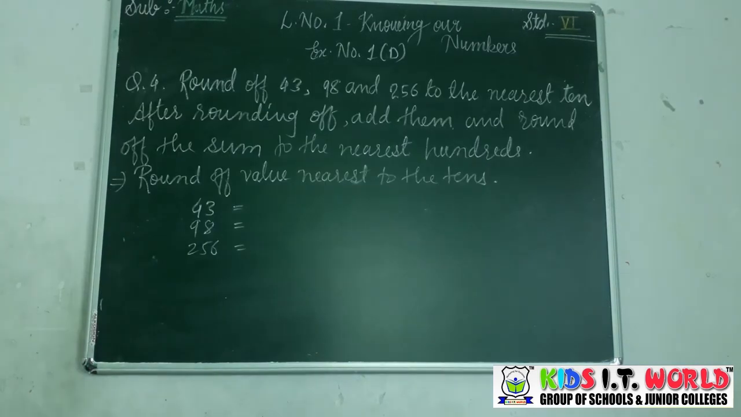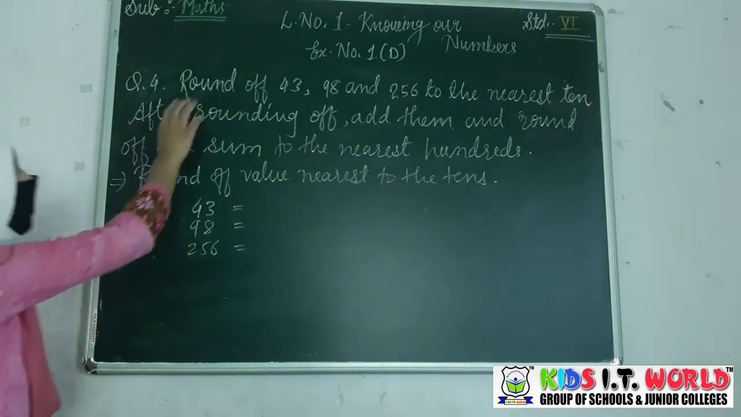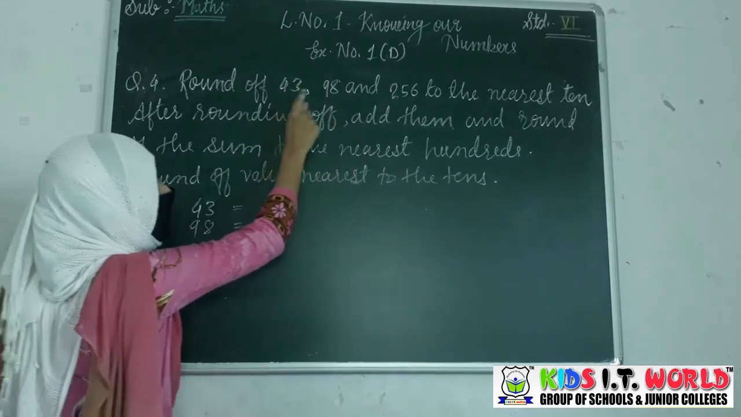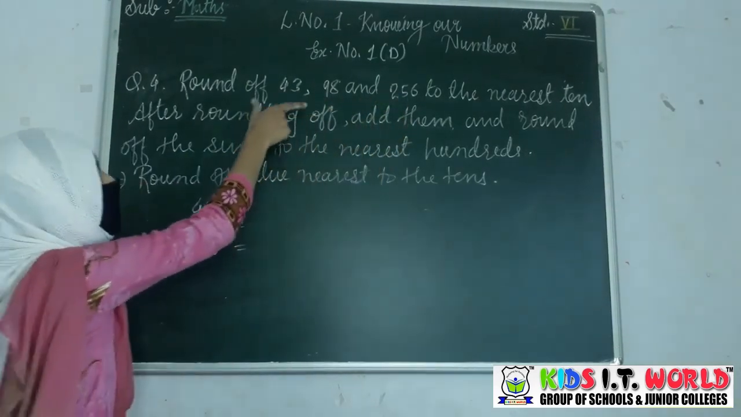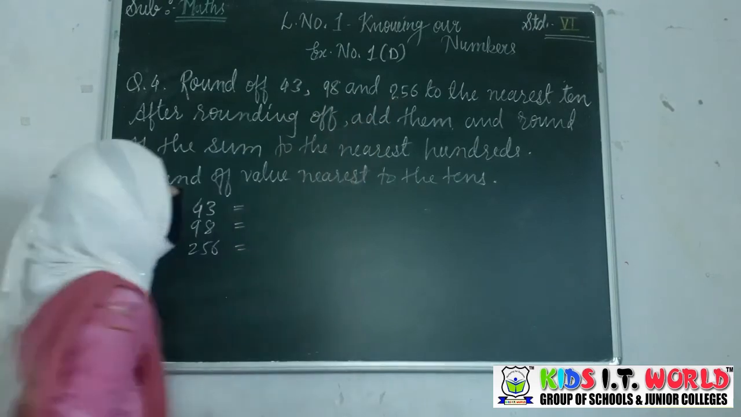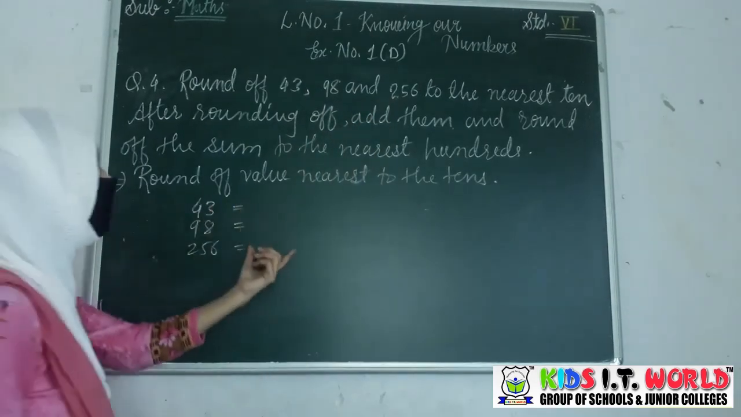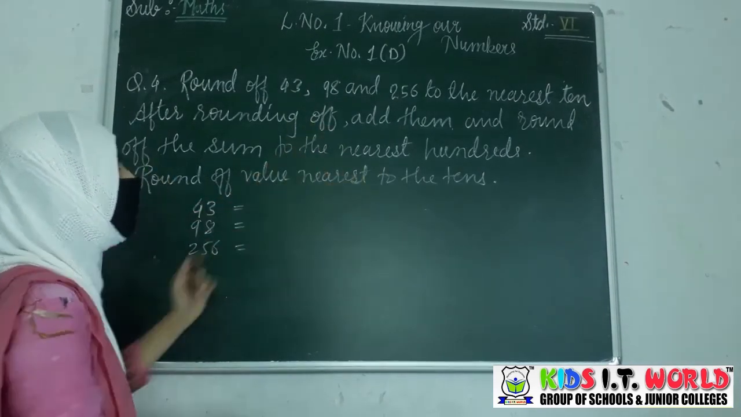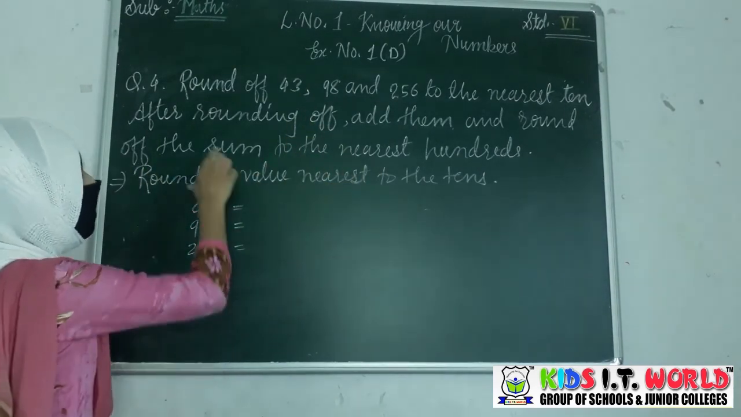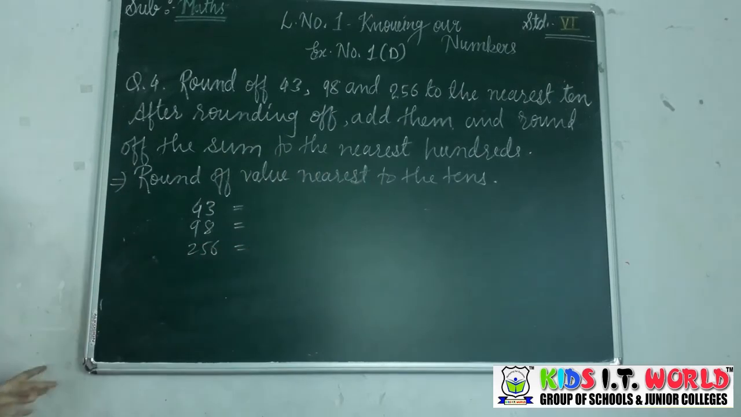Now the next question: round off 43, 98 and 256 to the nearest 10. After rounding off, add them and round off the sum to the nearest 100. So what is the question? First of all, you have to round off the values 43, 98 and 256 to the nearest 10. पहले आपको क्या करना है? In given three values को round off करना है nearest tens. Then after finishing the rounding off, you will add them. And whatever the answer you get, you have to find the rounding of value nearest to the hundreds of that answer.